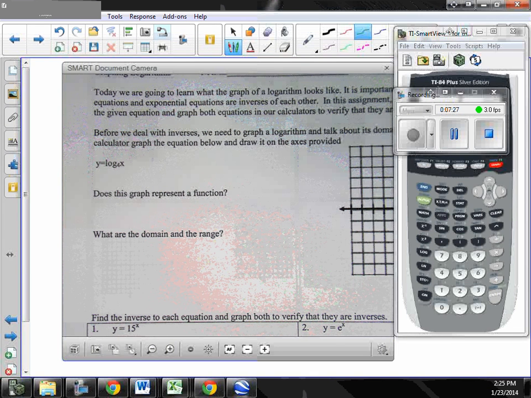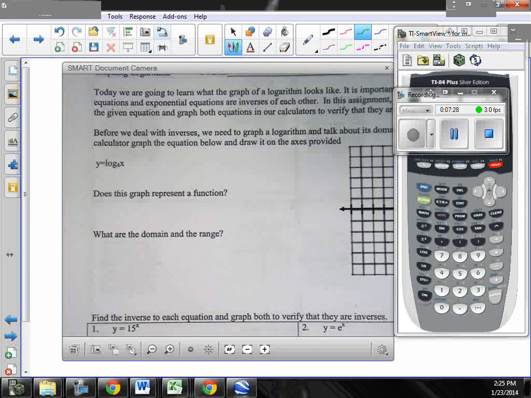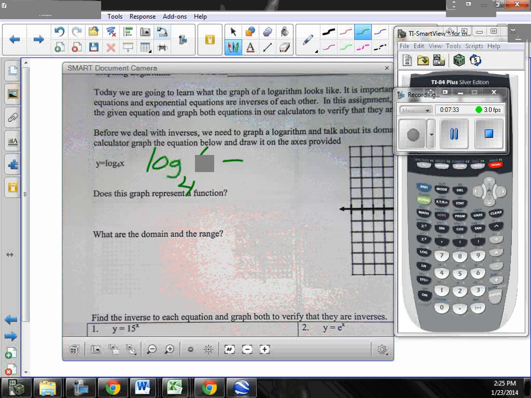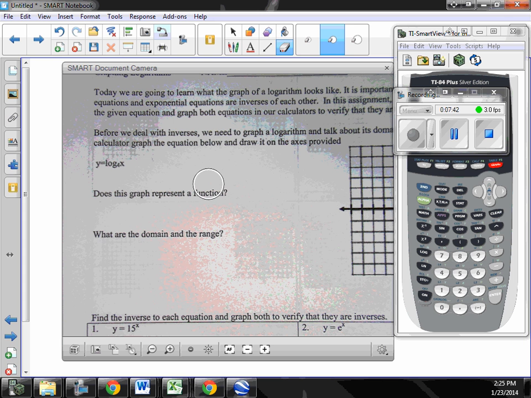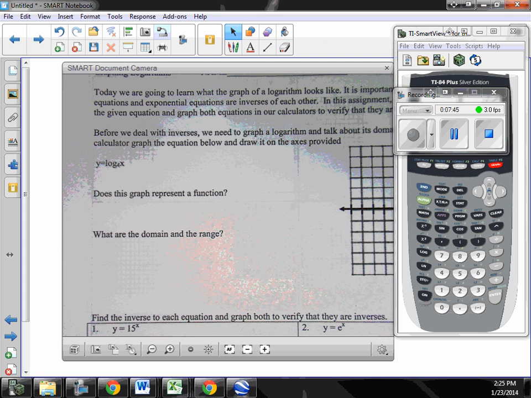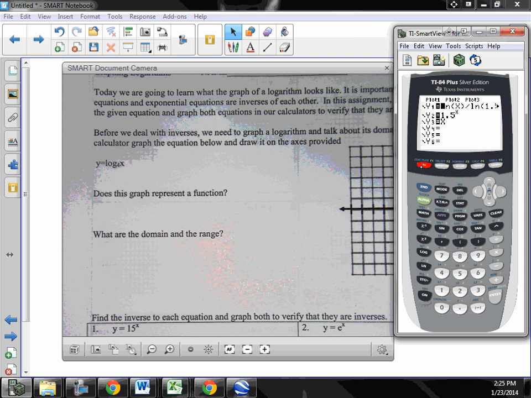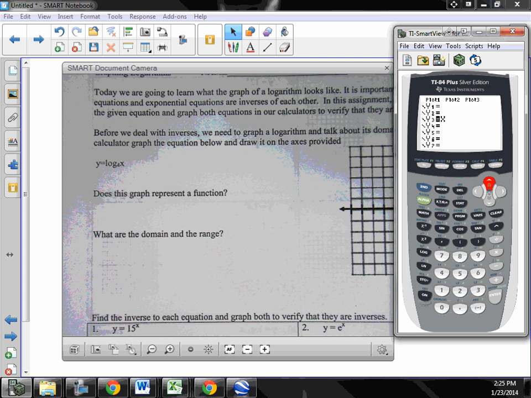This always trips people up for some reason. Let me make it easier on you. If it was log base 4 of 6, how would you type that in your calculator? ln 6 over ln 4. So, if I wanted to graph log base 4 of x, go into y equals, and I would graph ln x divided by ln 4.